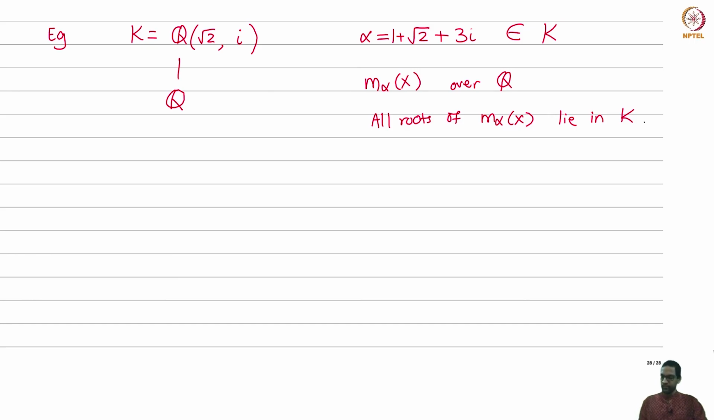That's somewhat remarkable, because it says that the other roots, or sometimes we call them the other conjugates of alpha, the other roots of its minimal polynomial, are also somehow combinations of root 2 and i, for example. That's what this proposition is saying.